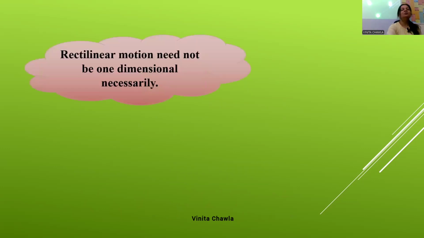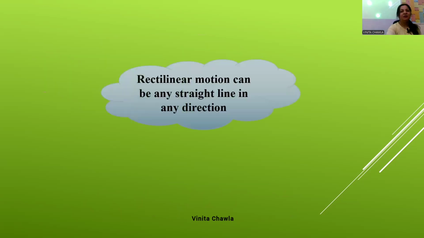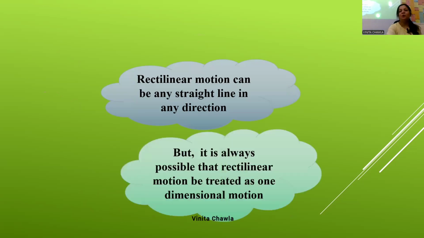See, rectilinear motion need not be one-dimensional necessarily. Rectilinear motion can be any straight line in any direction. Okay, any straight line in any direction. But it is always possible that rectilinear motion can be treated as one-dimensional motion.